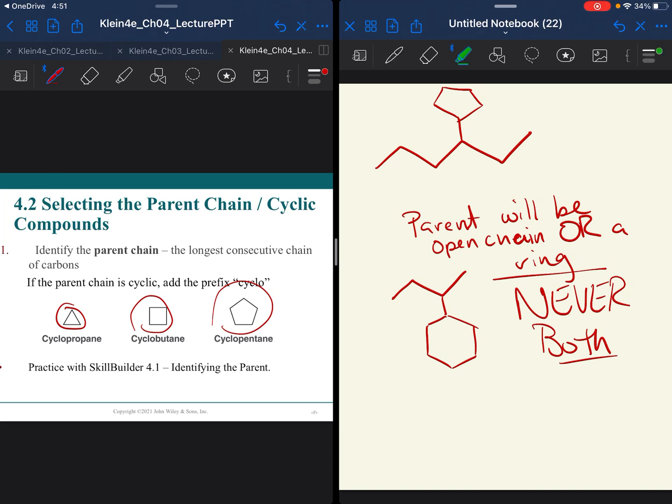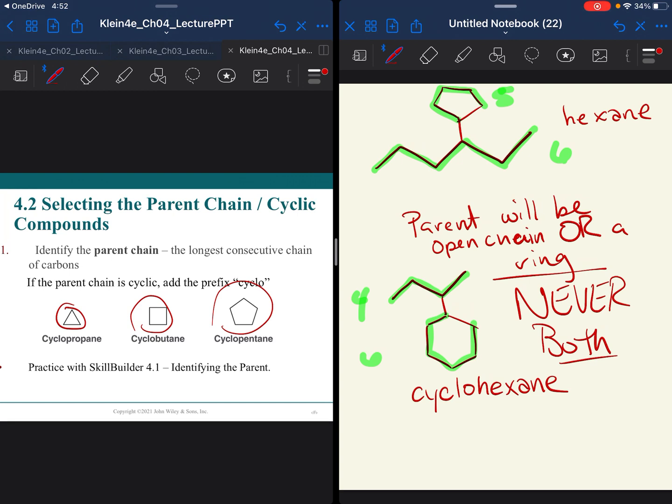So when we are looking for that parent, I need to go through and see, okay, the longest continuous straight chain is 1, 2, 3, 4, 5, 6. The ring is 1, 2, 3, 4, 5. So the longest chain is the 6. So for this guy up atop, the parent is hexane. However, when I look at the next example, right, the open chain is 1, 2, 3, 4. The ring is 1, 2, 3, 4, 5, 6. All right, 6 is bigger than 4. So the parent here is cyclohexane. Right? Rings can be substituents or they can be the parent. You just cannot have your parent chain have an open piece and a ring. Those are going to be separate.